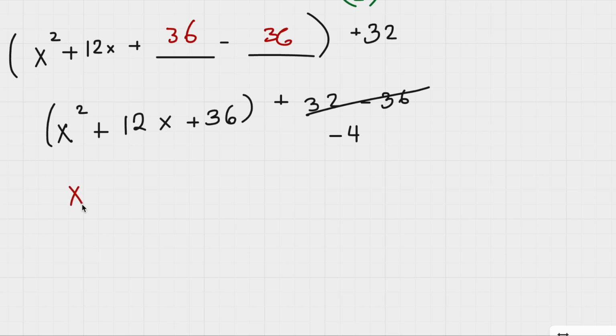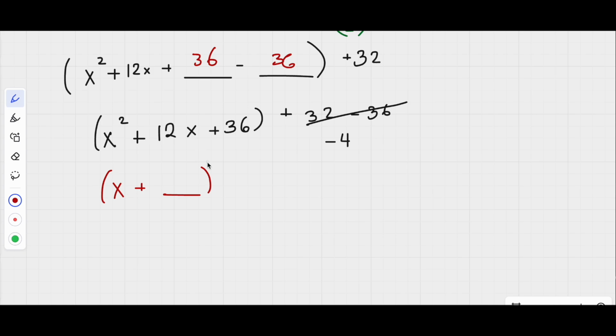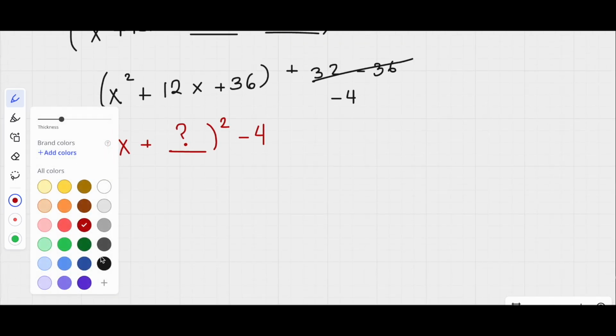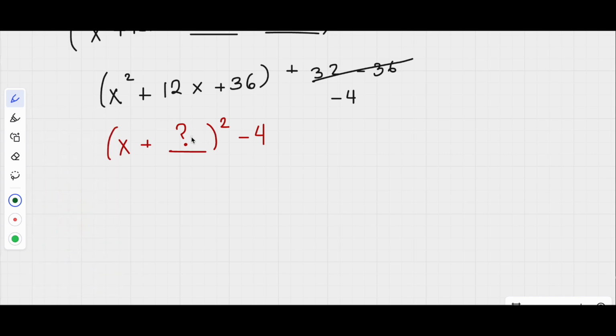So what you're going to do is x plus blank. If this was a minus sign, you would write x minus blank. This is your template. So I will show you what to put here. You can put x plus blank squared, and then this minus 4 is at the end. We're almost done. We just have to figure out what that squared term is going to be.